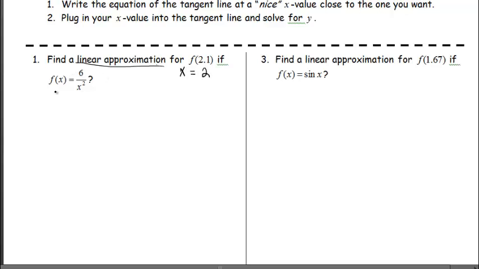All right, to write the equation of a tangent line, I need the derivative, I need a point, and I need slope. So we've got x, we need y, and we need slope. And then once we get that, we'll plug in 2.1. Let's go ahead and bring x squared out of the denominator so we can rewrite it as 6x to the negative 2. It makes the differentiation a little easier.